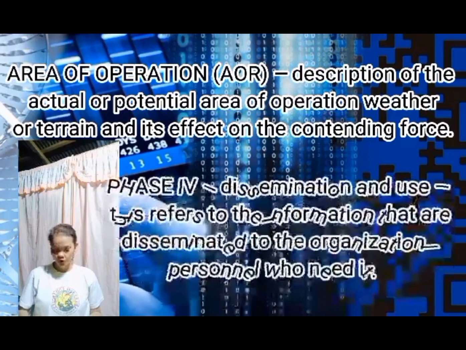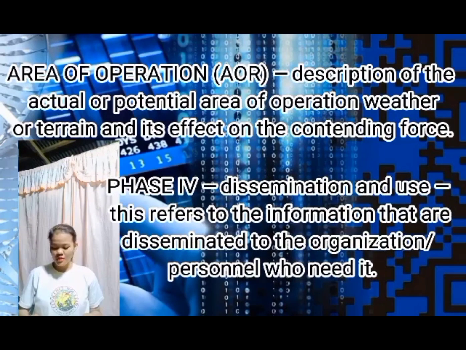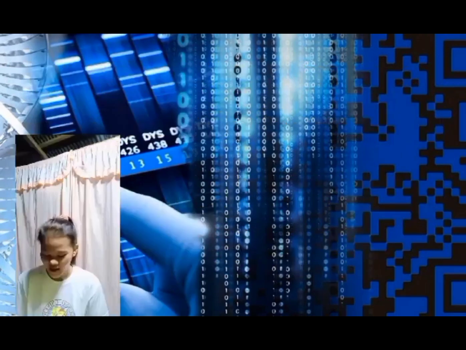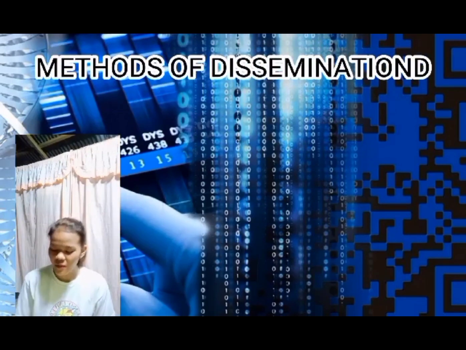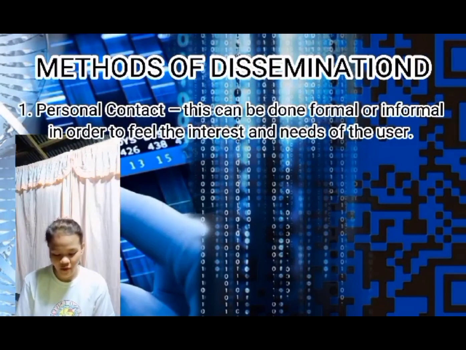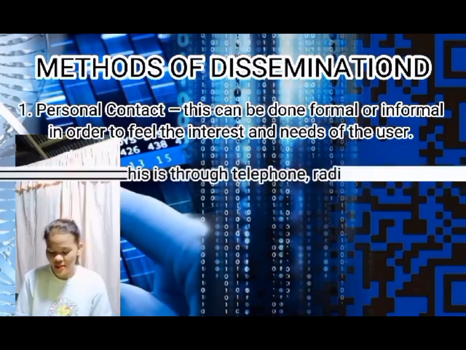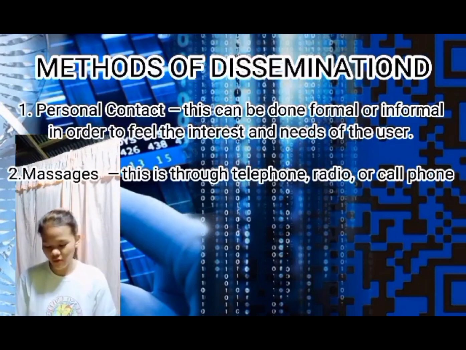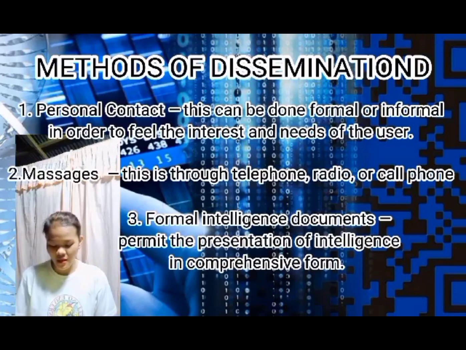Next, phase 4, dissemination and use. Phase 4 refers to the information that is disseminated to the organization personnel who need it. So, what is dissemination? Dissemination is how you are going to spread the information. Methods of dissemination. Personal contact. This can be done formal or informal in order to feel the interests and needs of the user. Second, messages. This is through telephone, radio, or cellphone. Third, formal intelligence. Documents permit the presentation of intelligence in comprehensive form.